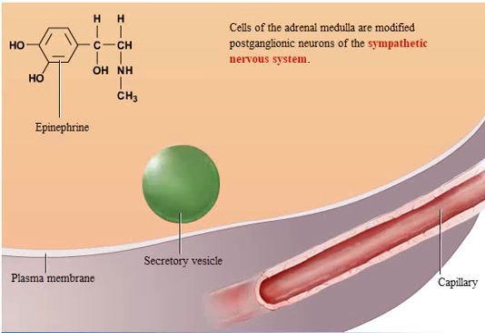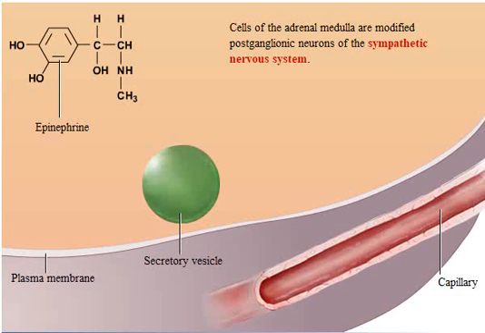Cells of the adrenal medulla are modified postganglionic neurons of the sympathetic nervous system. Like postganglionic neurons, they are innervated by preganglionic sympathetic fibers and they produce catecholamines. Unlike postganglionic neurons, the adrenal medullary cells lack axons and secrete their products into the bloodstream for dispersal.